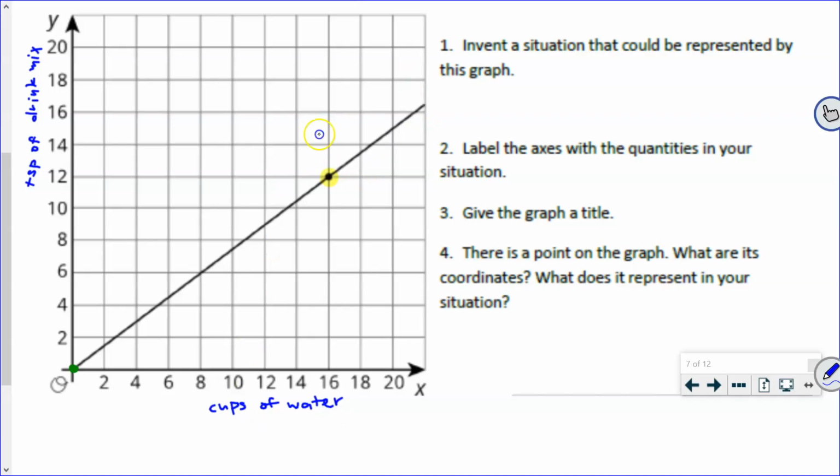So for my particular situation where it says invent a situation, I would say something like, let's see, cups of water, that number is 16. So 16, or a recipe calls for, I'll be really detailed. A recipe calls for 16 cups of water. And looks like that number that goes with 16 coming on over here to the side is 12 teaspoons of drink mix. There's my invented situation. Any volunteers who want to share their situations? Great, thank you. Get us started, Sam.